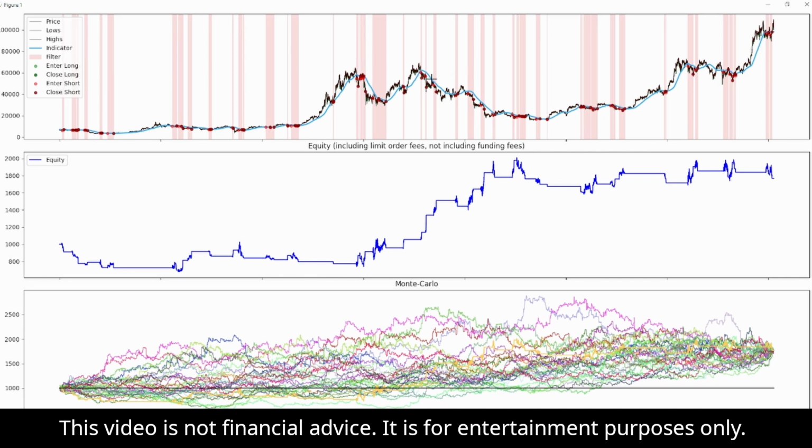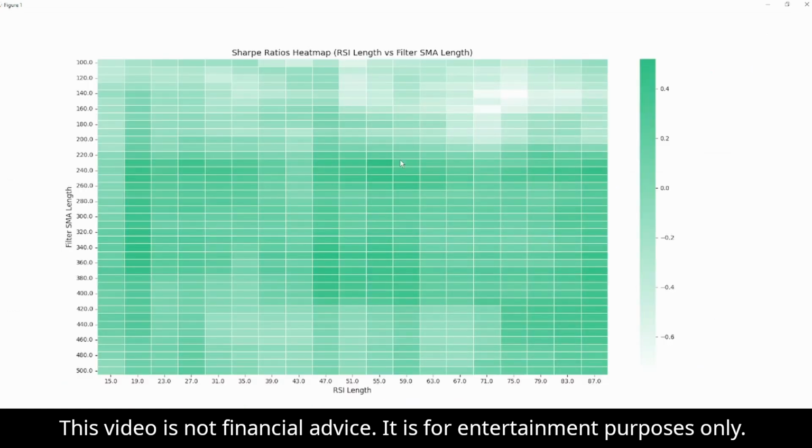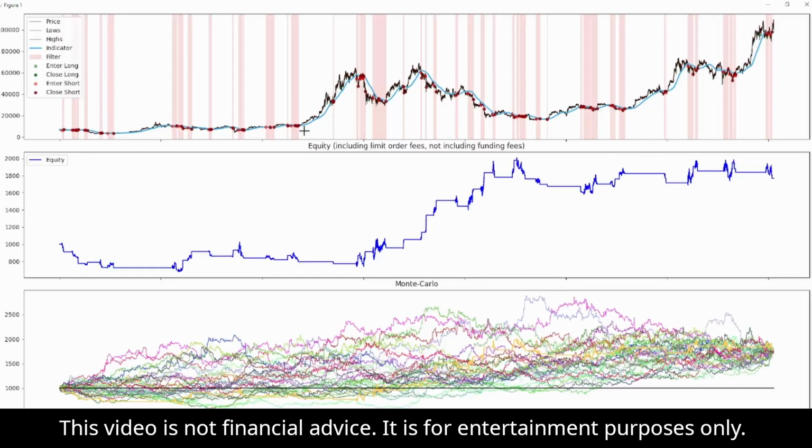You can see on the top chart, by the way, the number of trades, which is not too bad. And the red bands show when we are in a short trade. The blue line is our filter, our simple moving average filter, with a length, I believe, of 230, that's what it shows, so this green cell here, and an RSI length of 55. And yes, I made a mistake, the number of trades is not very high, it's in fact below 100, it's 76.